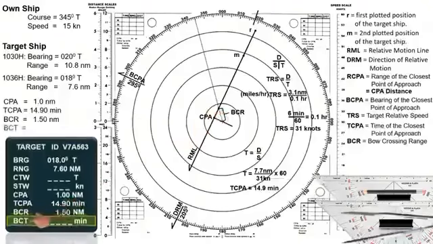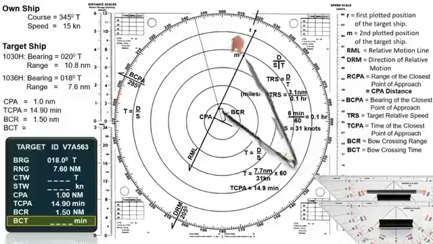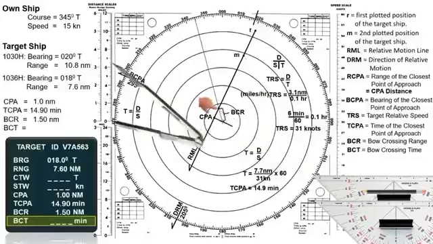Next is the BCT, or the bow crossing time. It is the steaming time from the target's second plotted position, point M, until the target crosses own ship's bow. The procedure for calculating BCT is the same as for calculating TCPA, which is, time is equal to distance divided by speed. The distance is measured from point M, to the point where the target crosses own ship bow. In this case, the distance is 6.5 nautical miles.